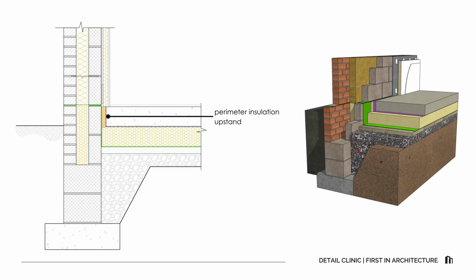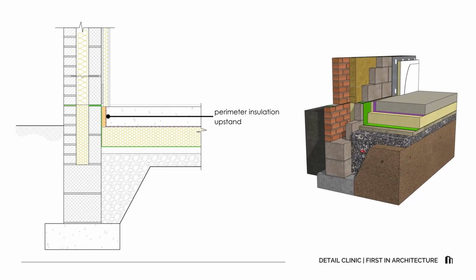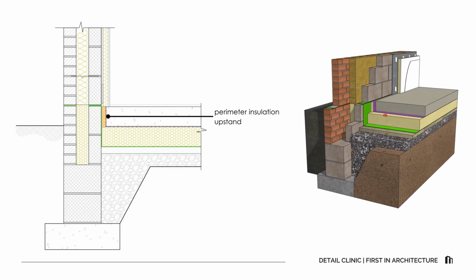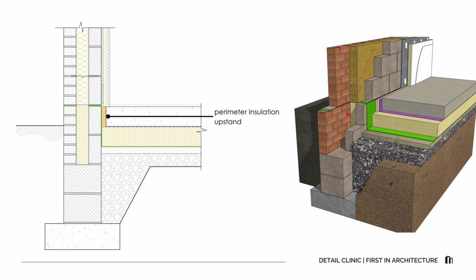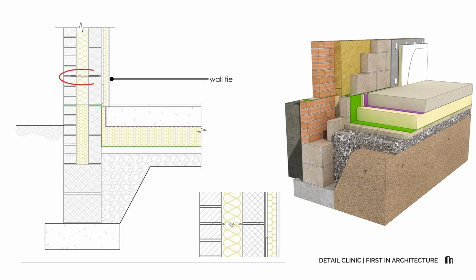At the edge, the perimeter insulation upstand is important. Without it, you would risk thermal bridge at the floor-to-wall junction. It runs the full depth of the floor slab and is a minimum of 25 mm thick. Across the cavity, which in this detail is 100 mm wide, fully filled with insulation, the wall ties stitch the two leaves together.